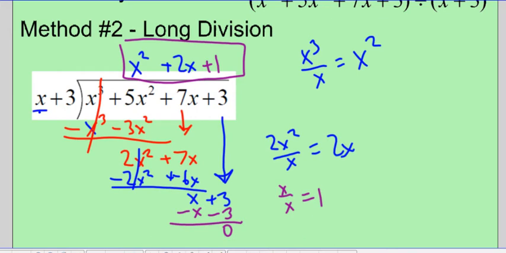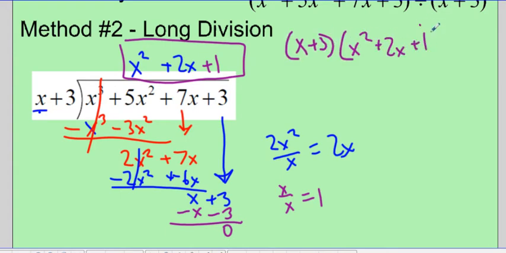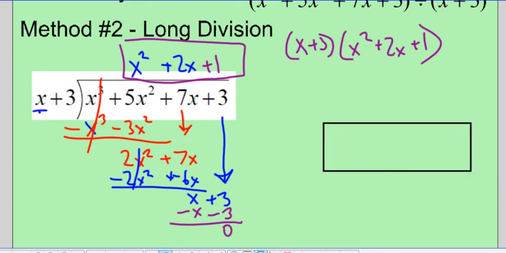Now, if you want to verify that you had the right answer, we can always multiply our answer up here times the x plus 3. So let's do this. If I had x plus 3 times x squared plus 2x plus 1, I can set up that box. So here's your 2 by 3 box.